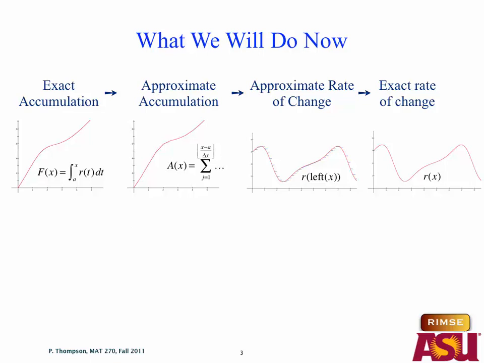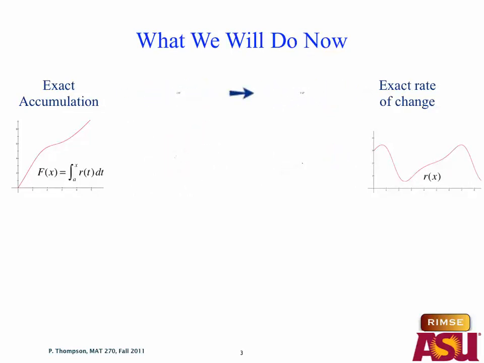But because we've done all the hard work in the middle, we don't have to redo it. This is going to be a lot faster to get through, because we don't have to establish all these bits and pieces that it took to get from exact rate to exact accumulation. So we can just use them, and this will be a faster process. Okay, and then the end goal is exact accumulation to exact rate in one step.